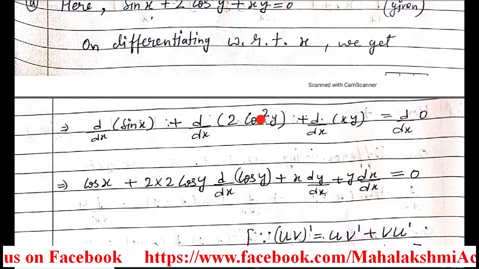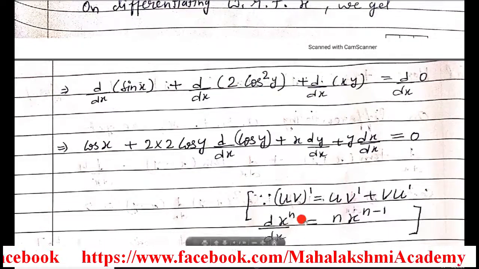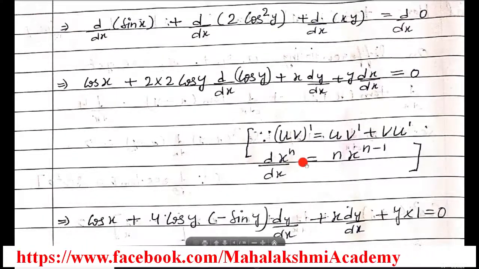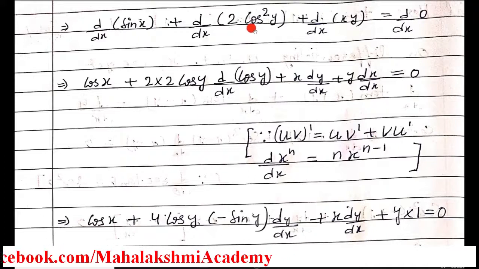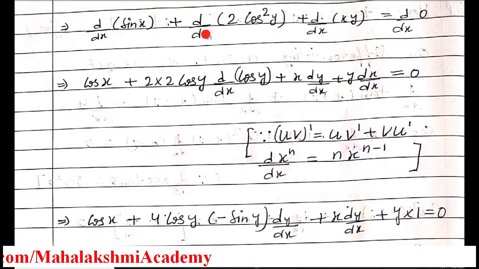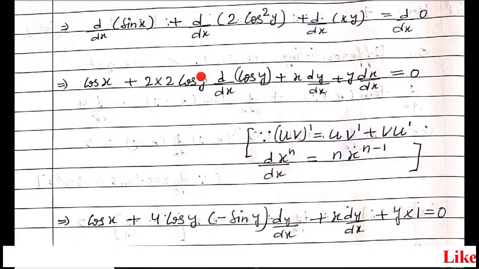Now when we differentiate this, we have to use the formula of x to the power n, that is n x to the power n minus 1. So this 2 as it is, and this 2 is behaving as n. So 2 cos y, then 2 minus 1 is 1, so that's why I did not write it here. Then according to the chain rule, we have to differentiate this cos y again. I hope it's clear to you.